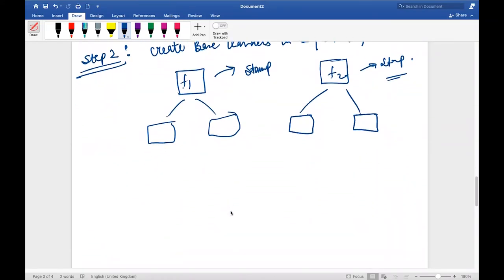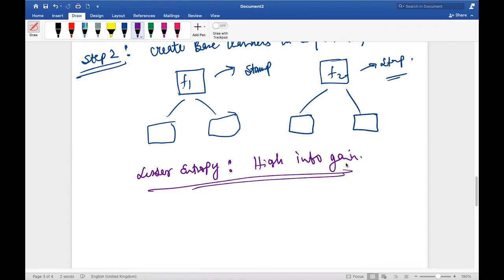Okay. Now, if I have to ask you, if I have lesser entropy, what does that mean? More pure node, higher information gain. So less entropy means high info gain. This is what you will say, correct? Yes. Now, based on that, I know where my weak learners exist.